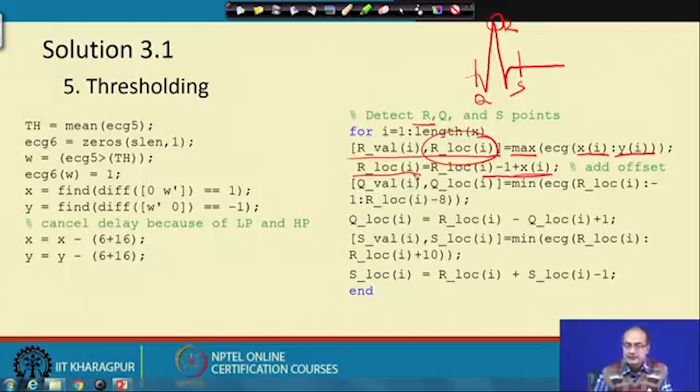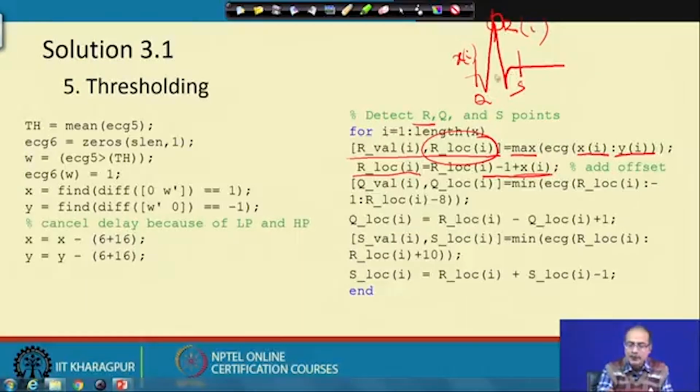The next task is to find the Q. What we know is that Q is before R, and we have already found the location of that. Here is xi, and we can say this is ri. It is within these two.